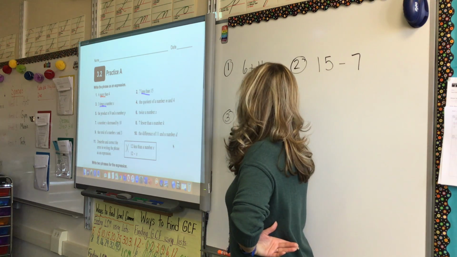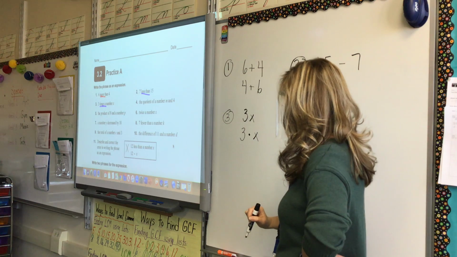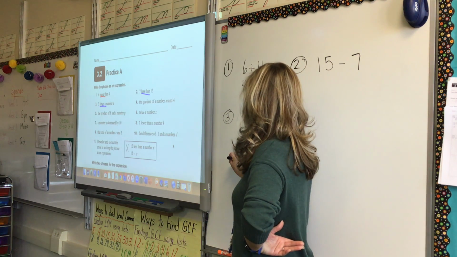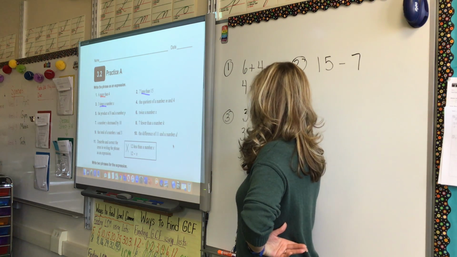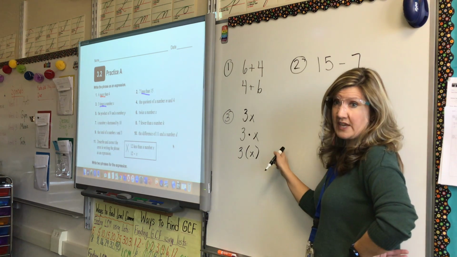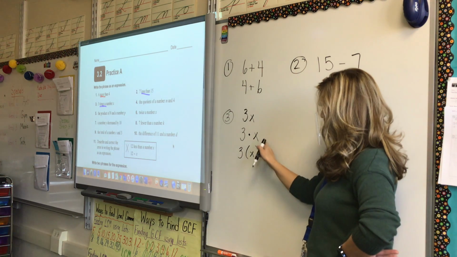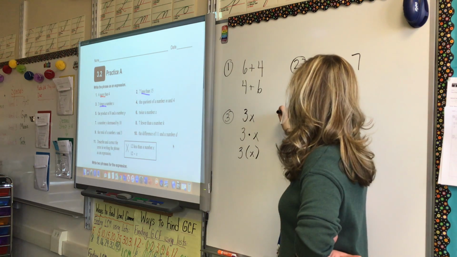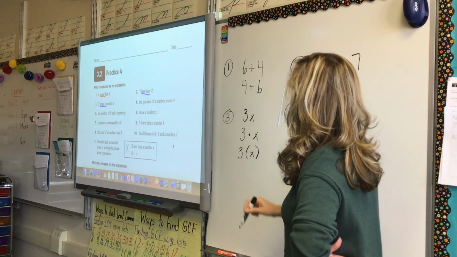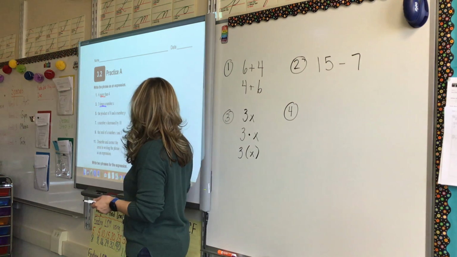And then you could do 3 dot x, yep, and that's another way to show it. And then 3 and then x with a parenthesis around it, okay? So this is 3 different ways to show 3 times x. Okay, number 4. The quotient of a number m and 4.